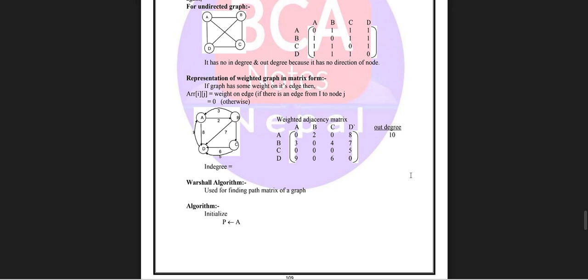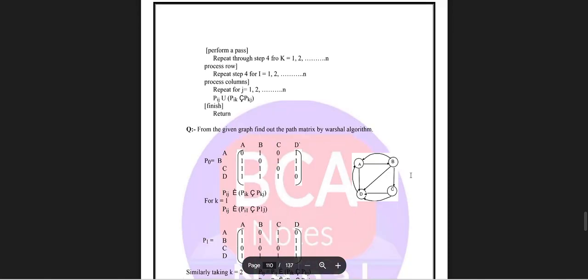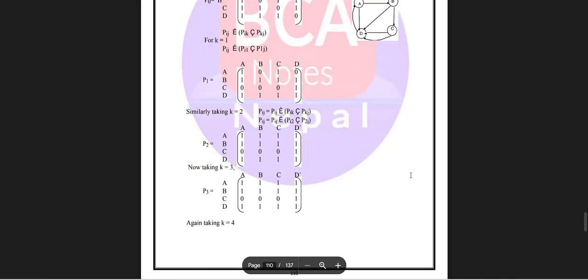Warshall's algorithm is for finding the path matrix of the graph. Algorithm: initialize the path matrix P, then repeat steps through 4 for K equals 1, 2, and so on, repeat step for each row and repeat for each column, then return P. For the graph shown, the adjacency matrix A is 1 1 1 0, 1 1 1 0, 1 1 0 1, 1 1 1 1, with nodes A, B, C, D, taking K.